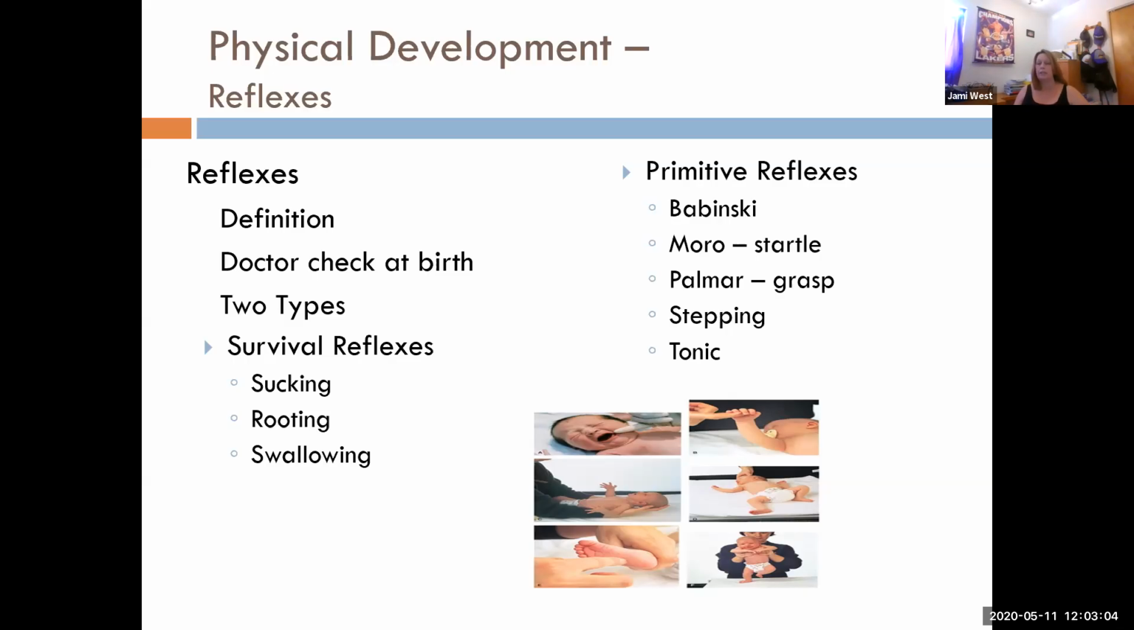So it is typical to see that when you lay a baby down, okay? That's called a tonic reflex, okay? So those are reflexes. Those are the only physical ability children have at birth, okay?